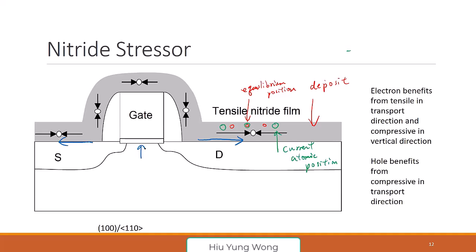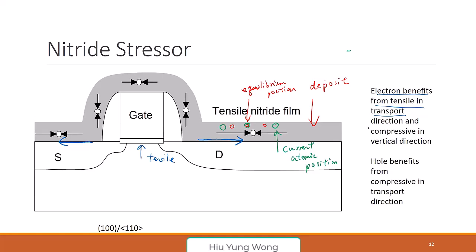Right? Imagine you are human here. Someone pulling you here, another one pulling you here. You have a tensile stress. Because of this, electrons go faster because it reduces the effective mass and reduces the scattering, which increases the relaxation time, mean free path, and mean free time.